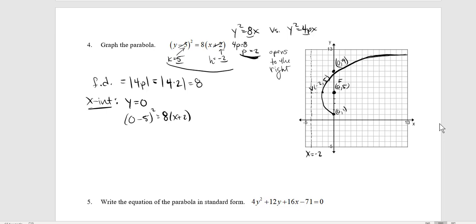So negative 5 squared is 25. Divide by 8. Subtract off the 2. 25/8 minus 2 is where we cross the x-axis. Well, 2 is just 16/8. 25 minus 16 is 9/8. So we're crossing the x-axis at a point just more than 1. 9/8, just more than 1, somewhere about here.